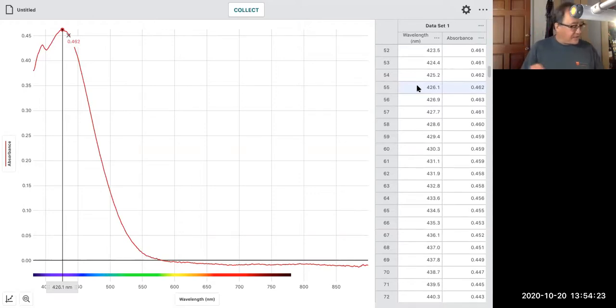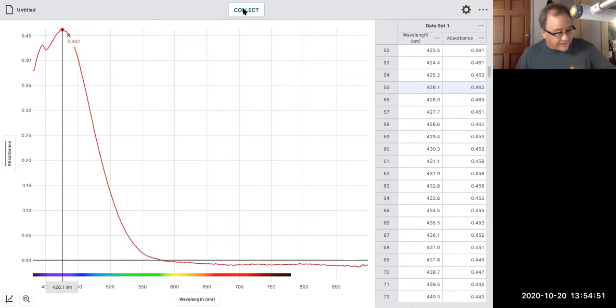And let's go ahead and I'm going to write that down here underneath the stock solution. Absorbance is equal to 0.462, and that is at 426.1 nanometers. And now what I'm going to do is I'm going to go ahead and collect some more information.